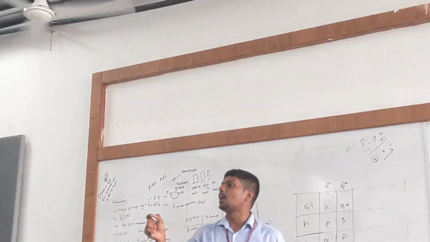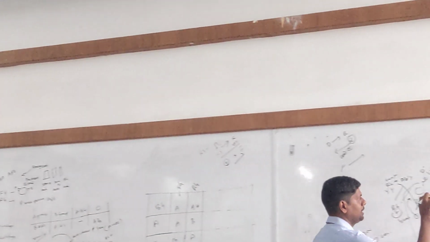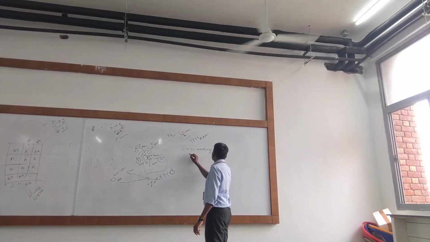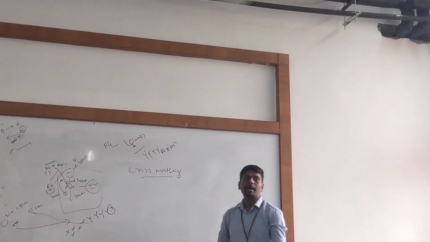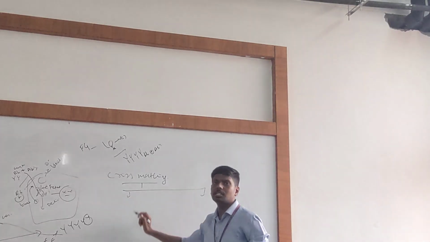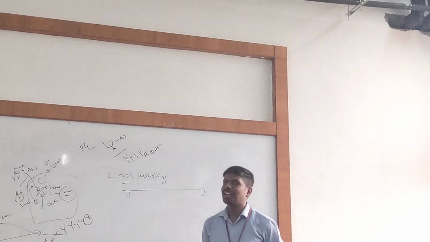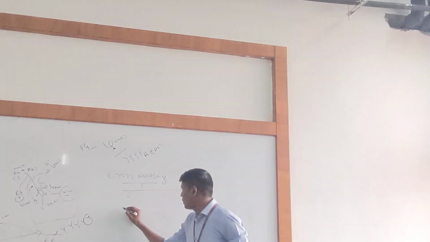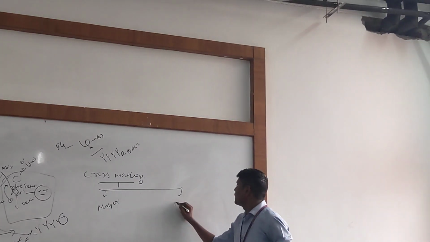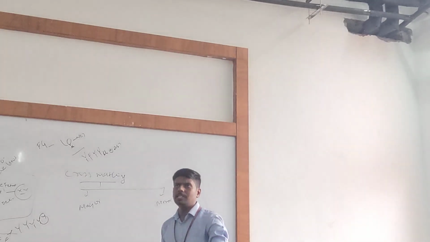Together this is called as cross matching. This concept is called as cross matching. Cross matching is of two types. Can you tell me what are those? Yes. Forward and reverse. Listen. Major cross matching and minor cross matching. So in major, what happens, listen.